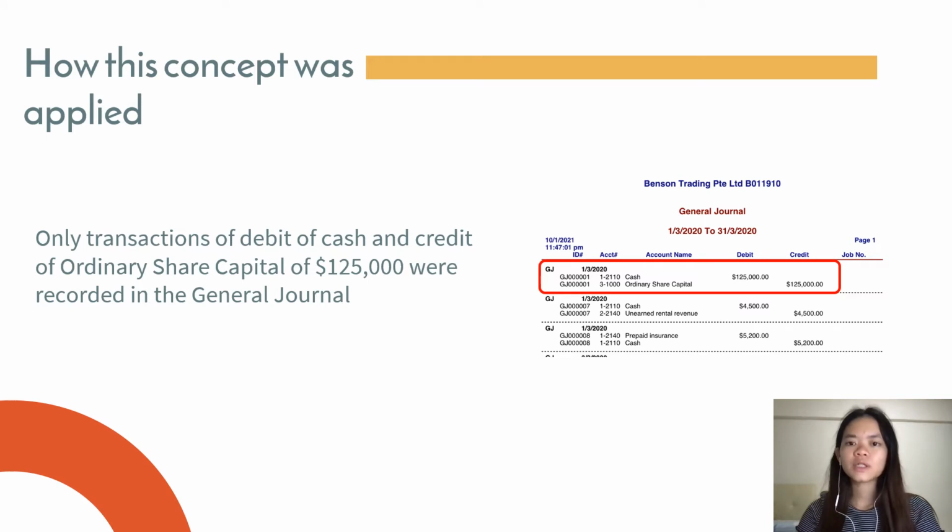When recording this transaction in the journal entries, we have only recorded the transaction that concerns the business, which is the debit of the cash account and credit of the ordinary share capital account of $125,000 from the 50,000 ordinary shares of $2.50 each that was fully paid by Benson Tan on the 1st of March 2020.